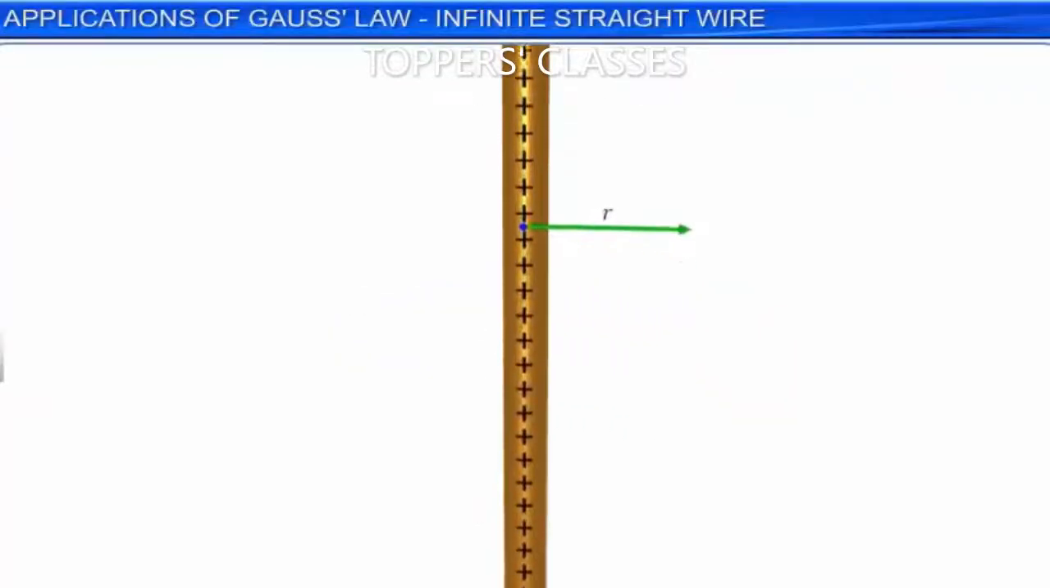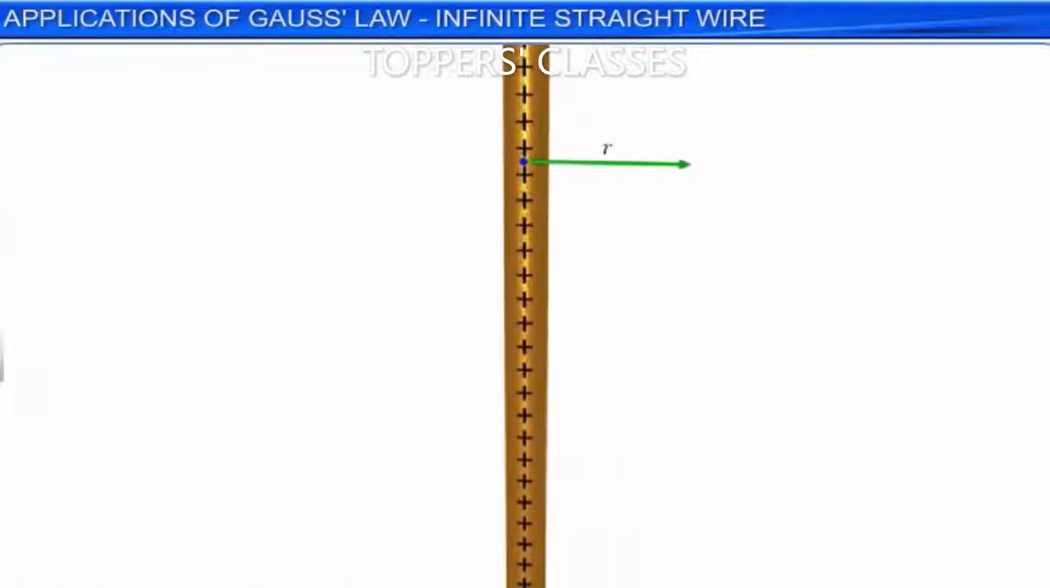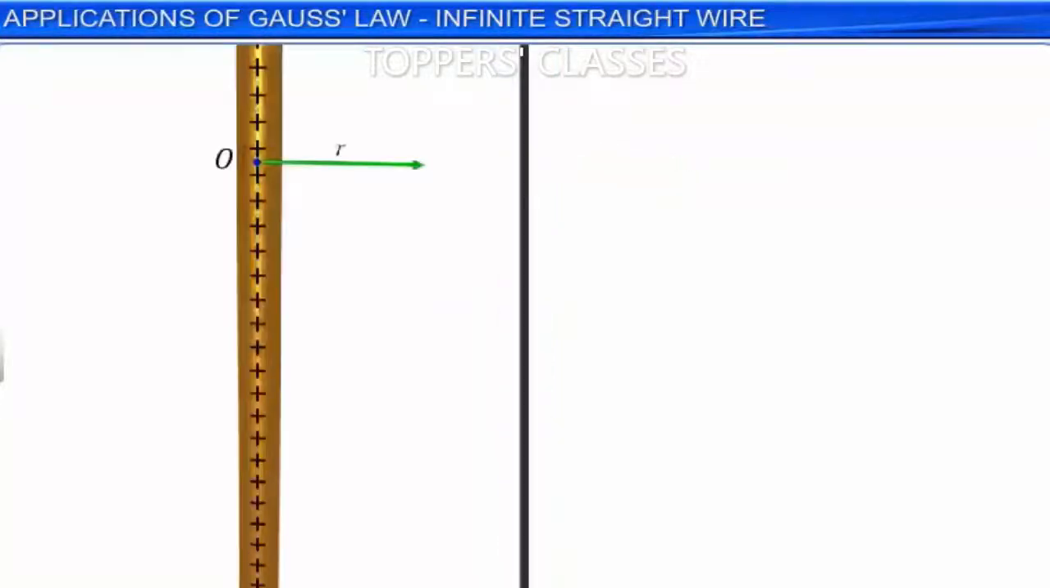Now let us calculate the electric field strength due to the charged wire at a point which is radially at a distance r from the wire. In order to calculate the electric field strength due to the wire, let us consider a Gaussian cylinder of radius r around the wire. Let the length of the Gaussian cylinder be L.